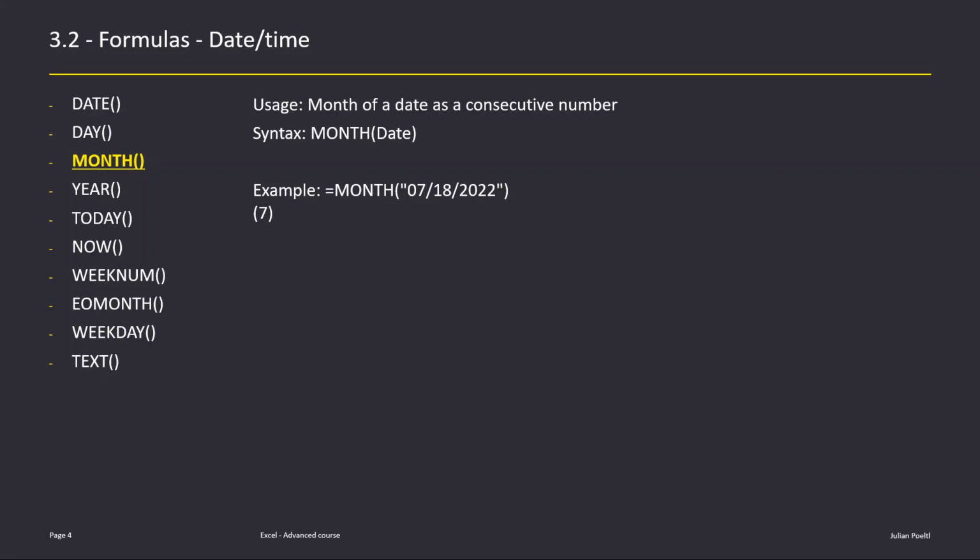MONTH is the same, but will hand out the month. So for this example here on the table, it's 7, and for today it would be 8. YEAR is also the same. It will hand out the year as a number. So in this case, 2022.